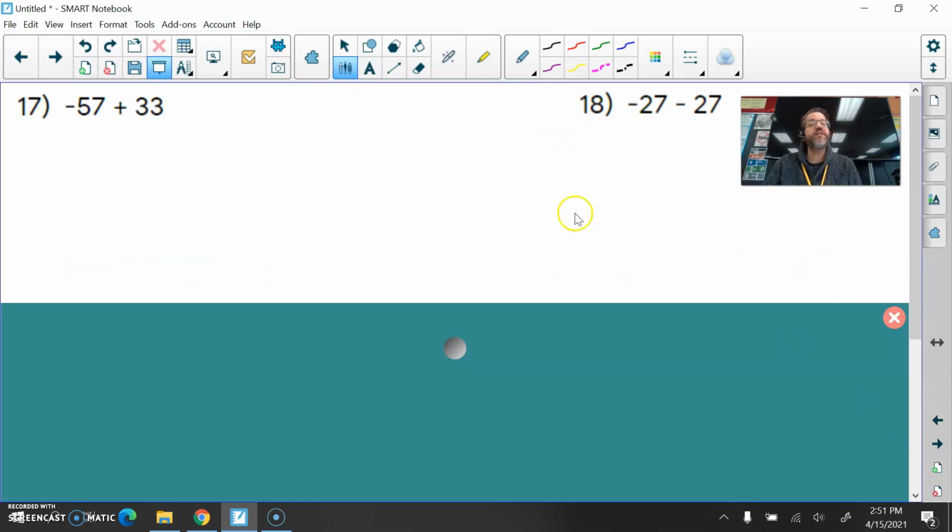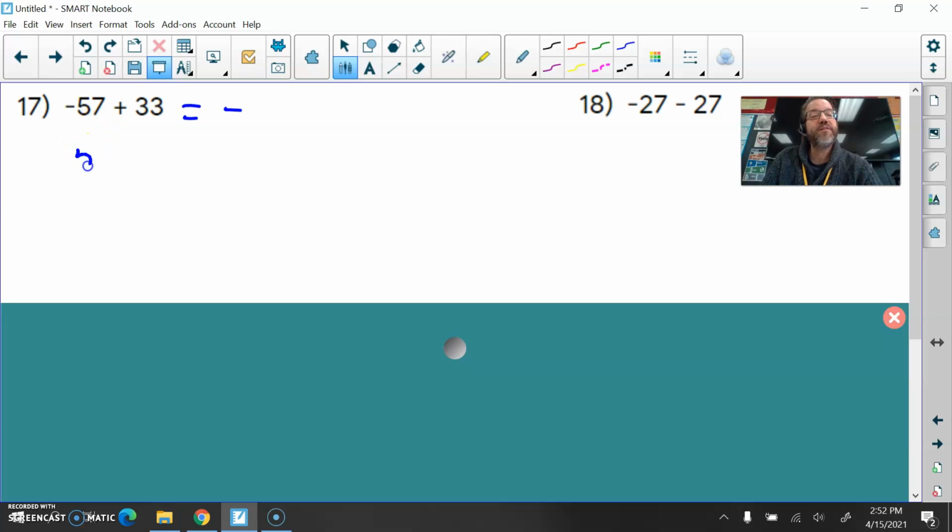Number 17, very similar. We have negative 57 plus 33. Again, I have more negatives than I do positives. The question becomes how many more negatives are there than there are positives? So I will get a negative answer. These 33 positives are going to make a zero pair with 33 of these negatives. Just drag them on out of there and they're gone. But we'll still have a bunch of negatives left over.